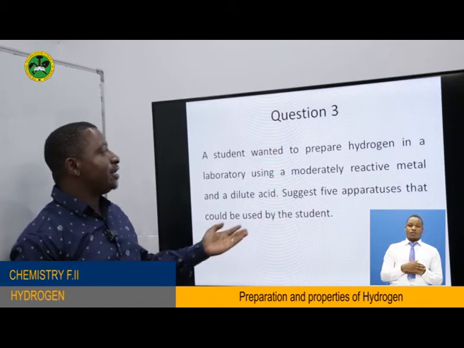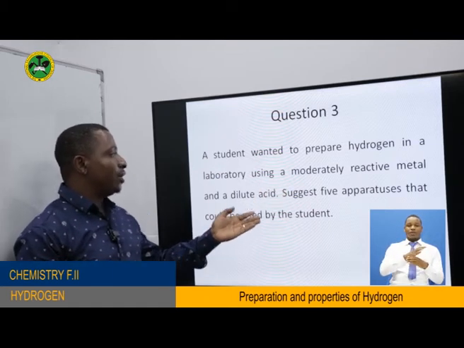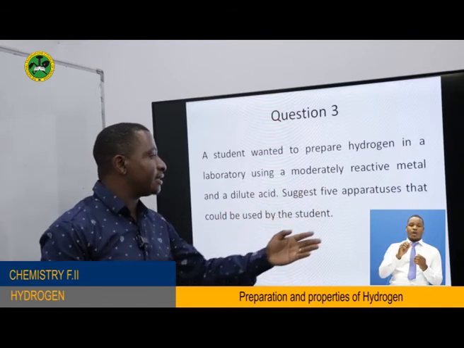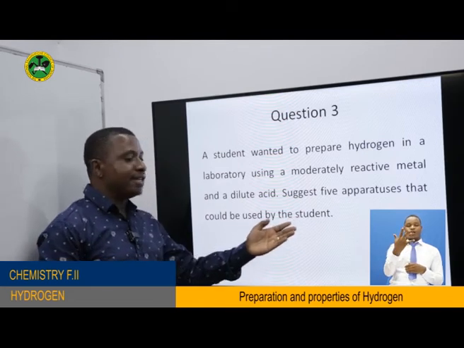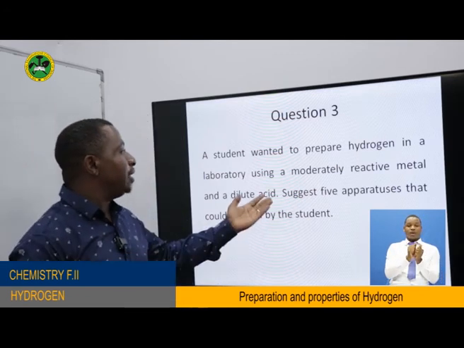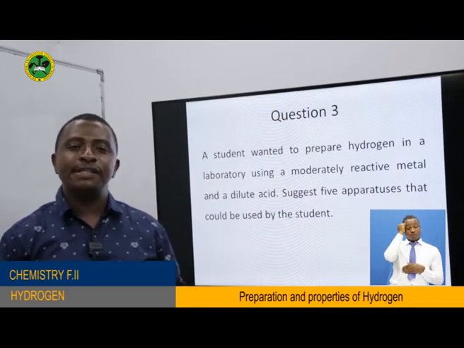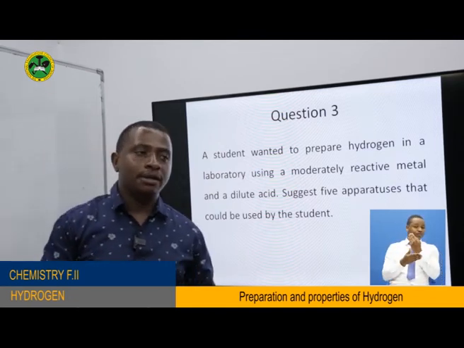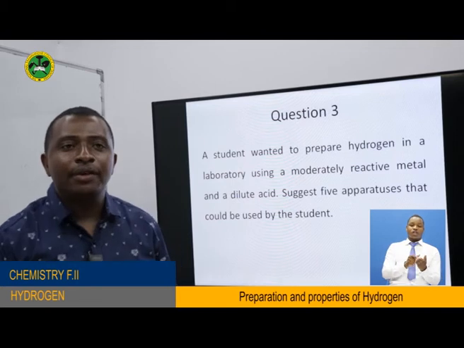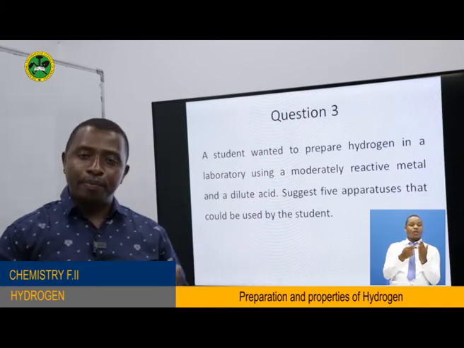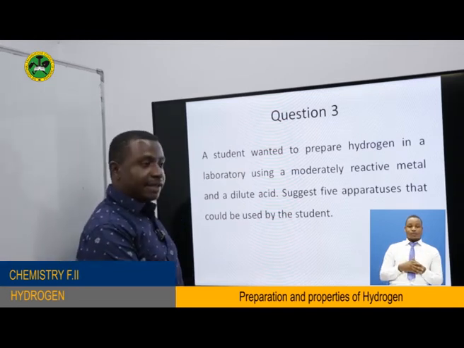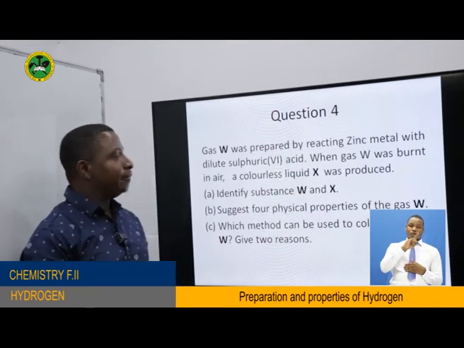Question number 3. A student wanted to prepare hydrogen in a laboratory using a moderately reactive metal and a dilute acid. Suggest 5 apparatuses that could be used by the student. Now, dear student, here you are required to suggest some of the apparatuses used in preparing hydrogen. You remember I listed some, such as beehive shape, flat-bottomed flask, delivery tube, gas jar. You can now list some more. I hope that you can. Now you can list other apparatuses.